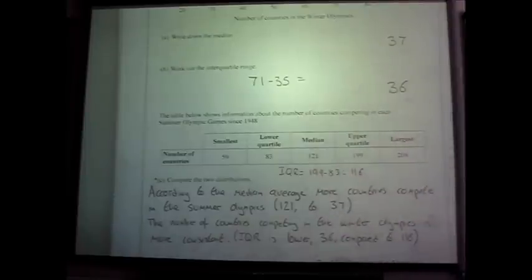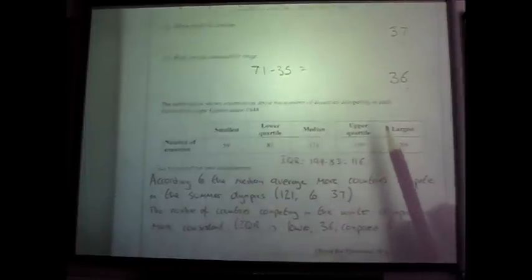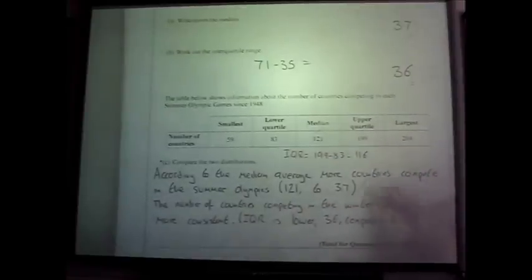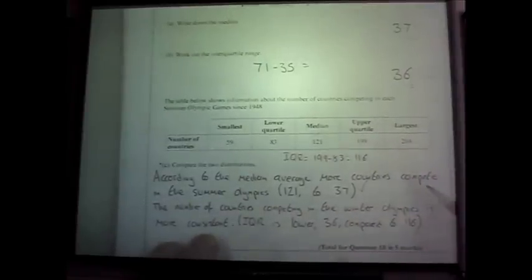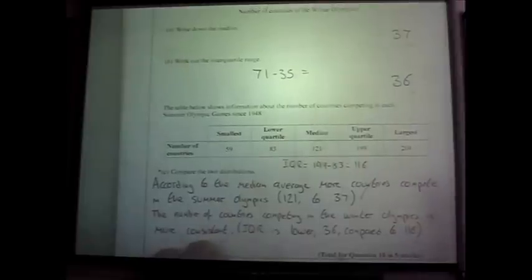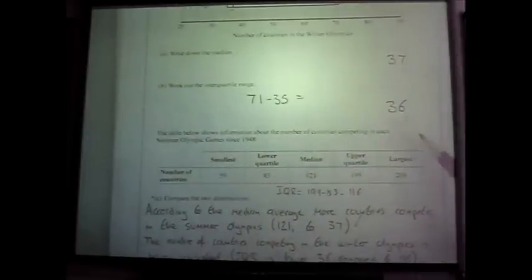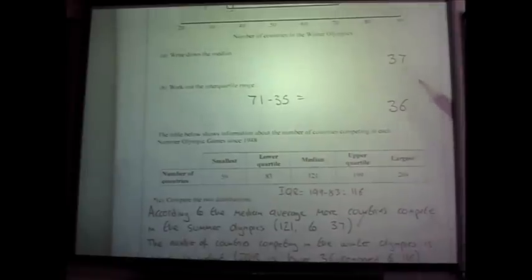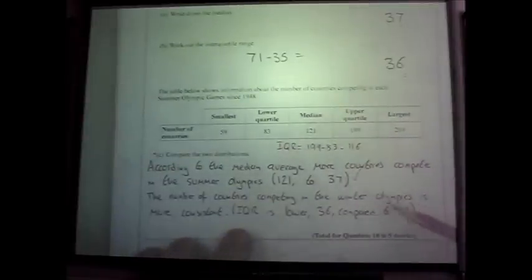You get 1 mark for that. My second comment for my second mark is the number of countries competing in the Winter Olympics is more consistent, and a measure of consistency is the interquartile range, because the interquartile range for the Winter Olympics is 36, and for the Summer Olympics, I've worked it out here, it is 116.